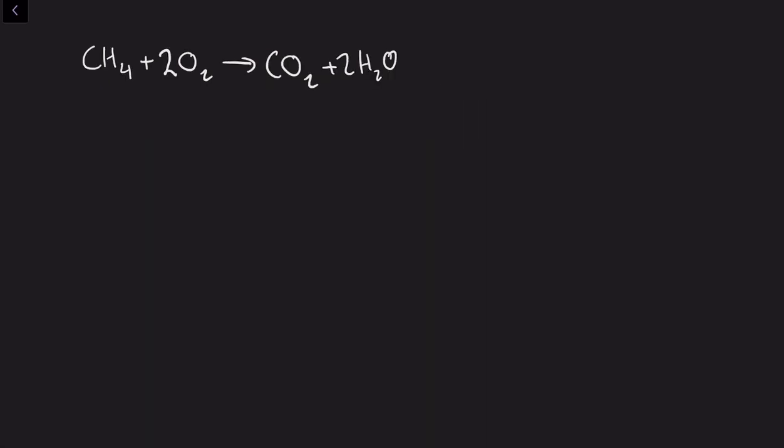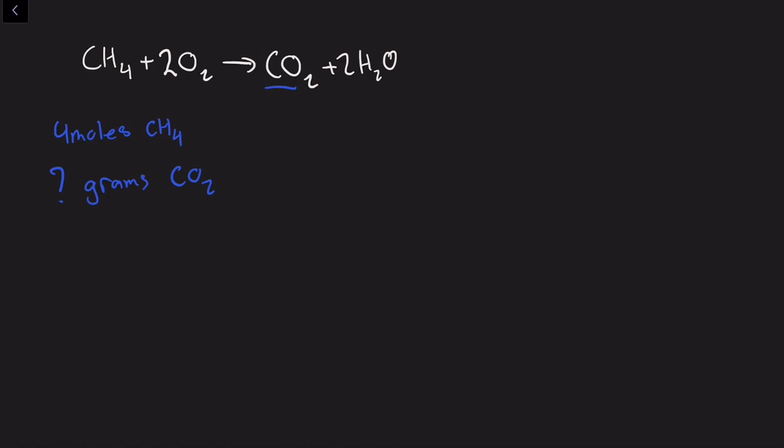Let's look at a new equation. We have CH4 methane plus 2O2 yields CO2 and 2H2O. This is the combustion of methane. So if they ask us how many grams of CO2 can we produce with 4 moles of methane, CH4, how can we go about solving that? So we're going from moles of CH4 to an unknown amount of grams of CO2. So this is a mole to gram conversion.